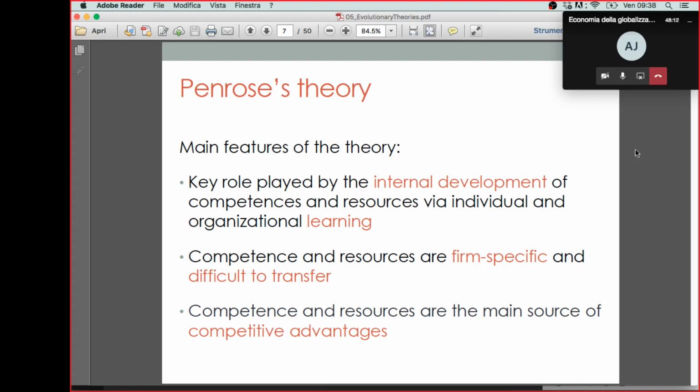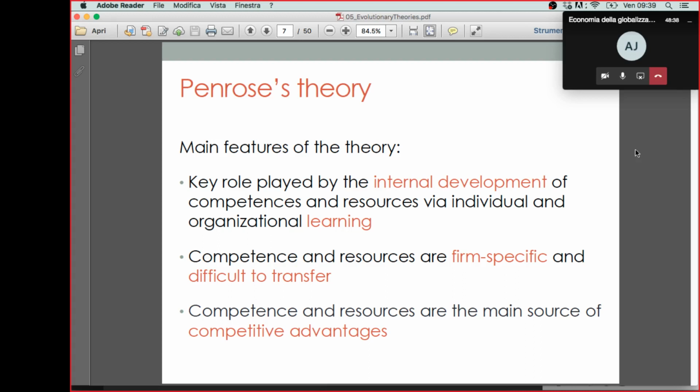So in a sense, the idea of organizational learning implies basically that competences and resources are not given, but are accumulated over time via learning, because again, you can change the way in which you do things. Secondly, this is also an important factor, competences and resources are firm specific, which implies they are difficult to transfer.